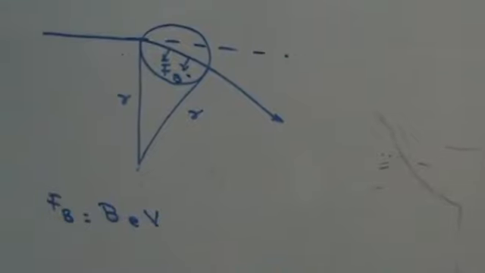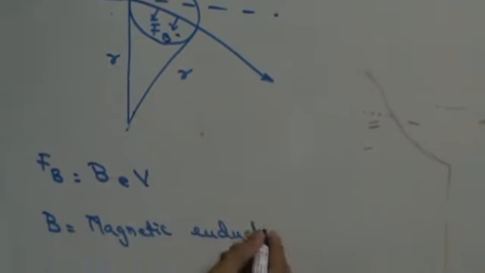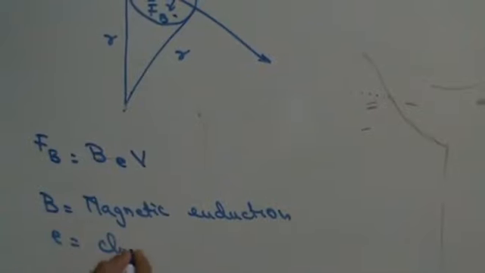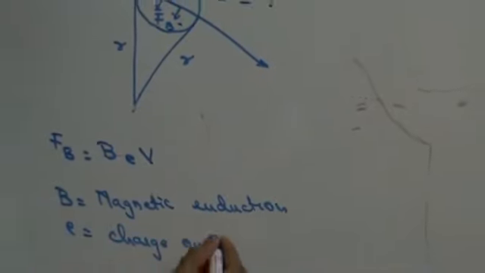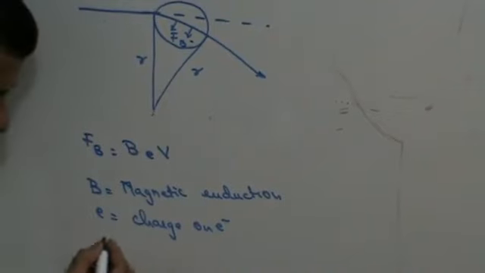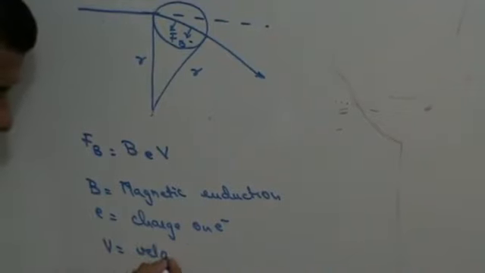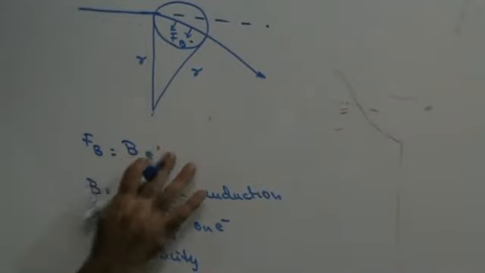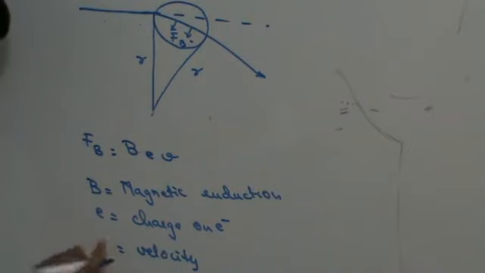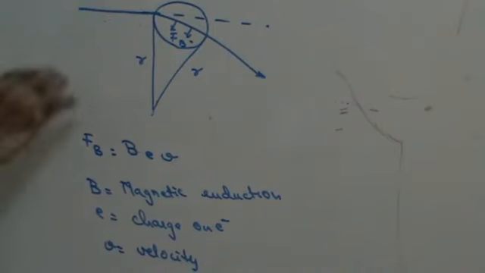Where B is the magnetic induction, e is the charge on the electron, and V is the velocity with which it is moving. Right, we will write this V this way. Generally we write velocity that way. Now, there are two forces acting here. One is going to pull the beam downwards, one is going to pull it upwards.